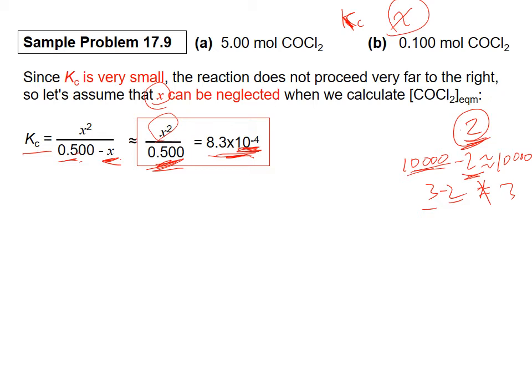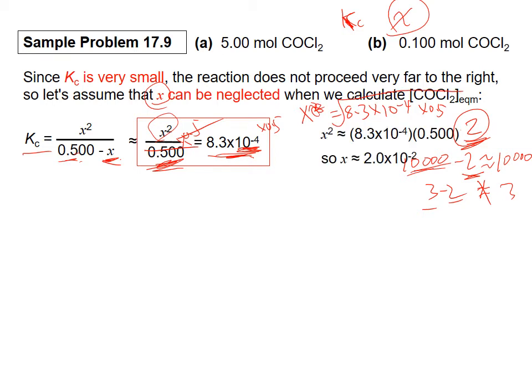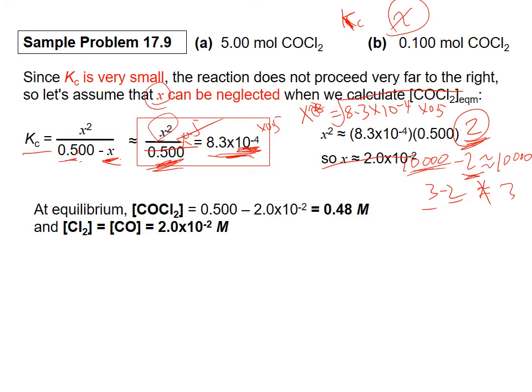That makes the solution much simpler, because now you can simply multiply 0.5 on both sides, so that you cancel 0.5 and you get x squared equals 8.3 times 10 to the minus 4 times 0.5, and x should be the square root of this. So you immediately solve x to be 2 times 10 to the minus 2, and then plug in. You can calculate that at equilibrium the reactant is still 0.48 molarity left, and the product is 2 times 10 to the minus 2.